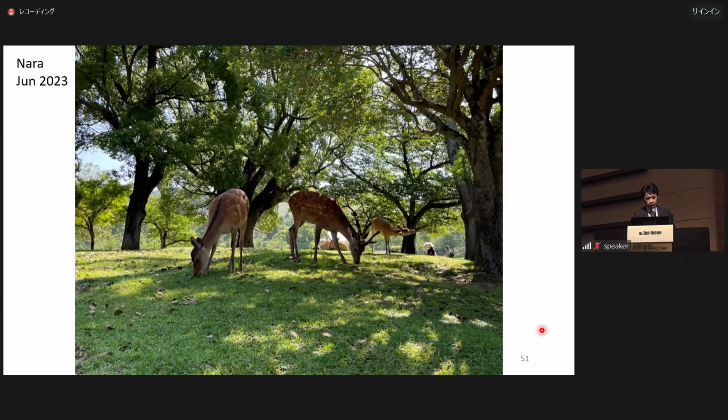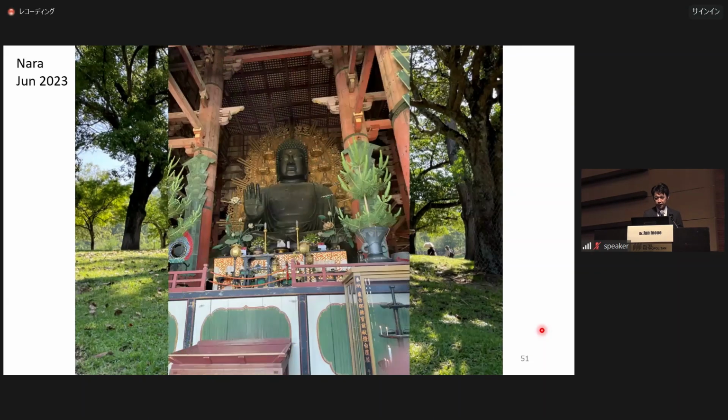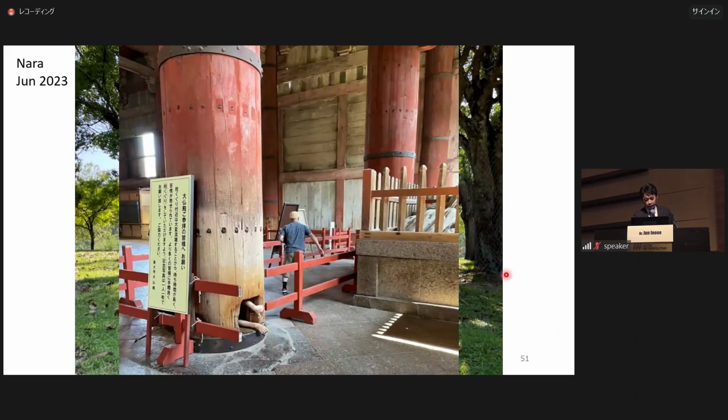These are deer in Nara and the Great Buddha. And there was a hole in one pillar near the Buddha. If you can go through the hole, bad things are believed to go away. So if you visit Nara, please try.